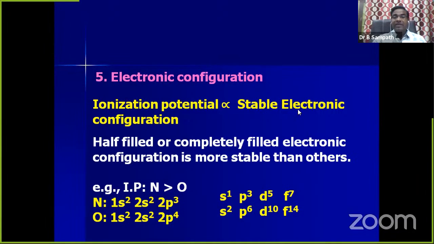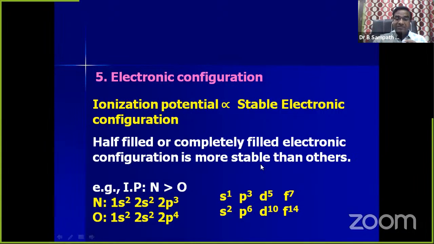Now, what is stable electronic configuration? Those orbitals we know very well: s orbital, p orbital, d orbital, and f orbitals. We also know each orbital accommodates only 2 electrons. Whatever the orbital may be, s, p, d, or f, it accommodates only 1 or 2 electrons. But how many s orbitals? Only 1 s orbital, which accommodates a maximum of 2 electrons.